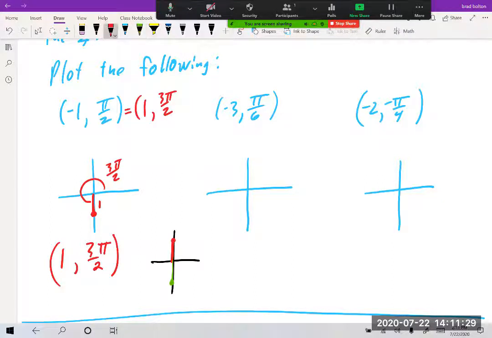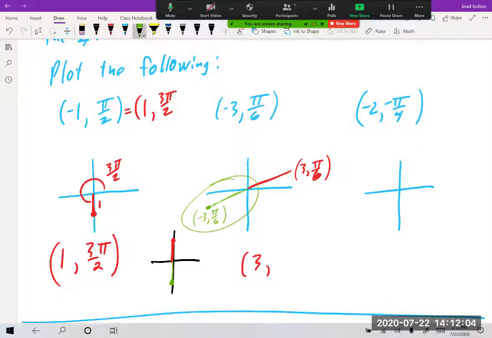All right, so let's do this next one. So this is -3 pi 6. So I'm really going to call this +3, but then I'm going to add pi to pi 6. So normally pi 6 would be right here, right? And that would be 3 comma pi 6. But this is not a +3 radius, so we have to reflect it, and it would come over here. And this would be -3 comma pi over 6. And that's one way to do it. Or better yet, so the green would actually be the right answer. This is actually the correct answer.